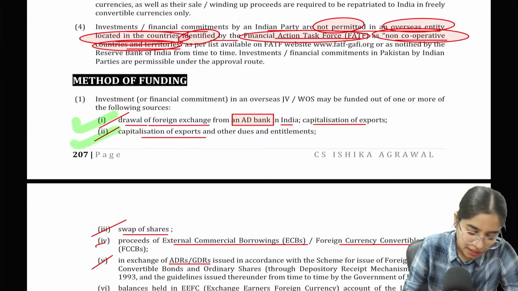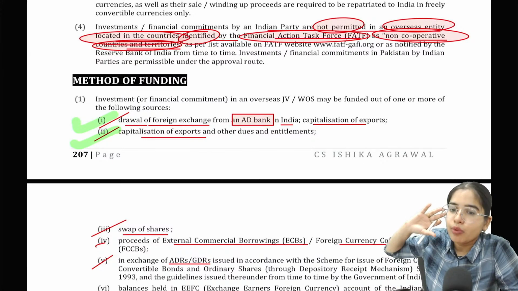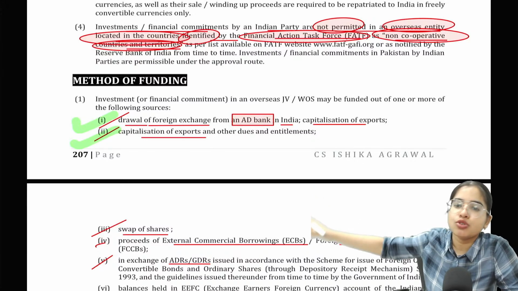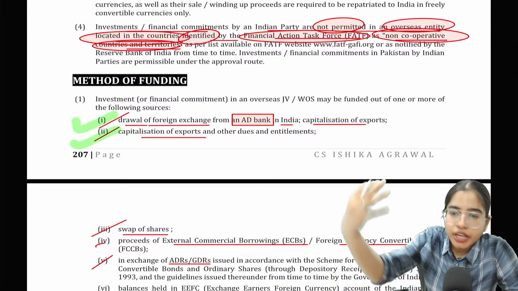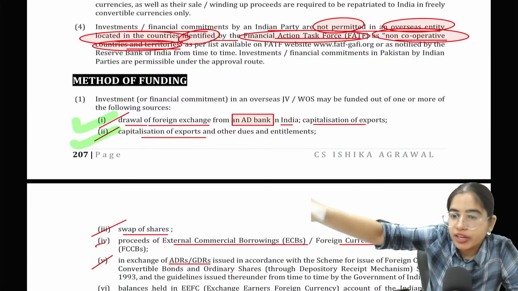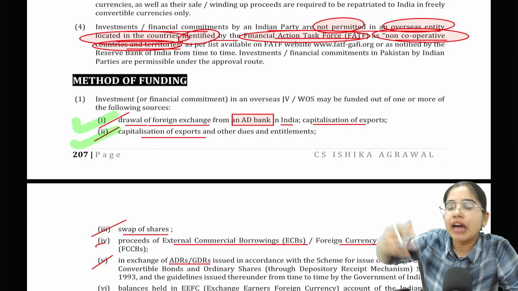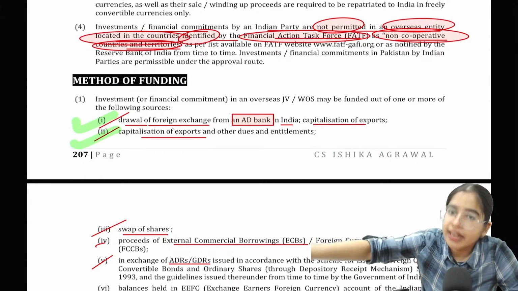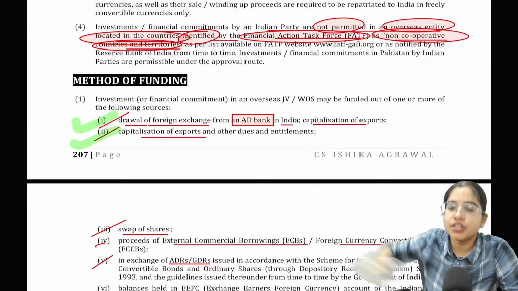Number two, capitalization of export. What is capitalization of export? Let's say I want to invest in equity of a joint venture in the US, so I need US dollars. What I did was export my product to the US, and whatever income I earned, I earned in US dollars because I made the export to the USA. Instead of bringing that money to India, I said, invest that US dollar in my joint venture abroad. So this is known as capitalization of export.